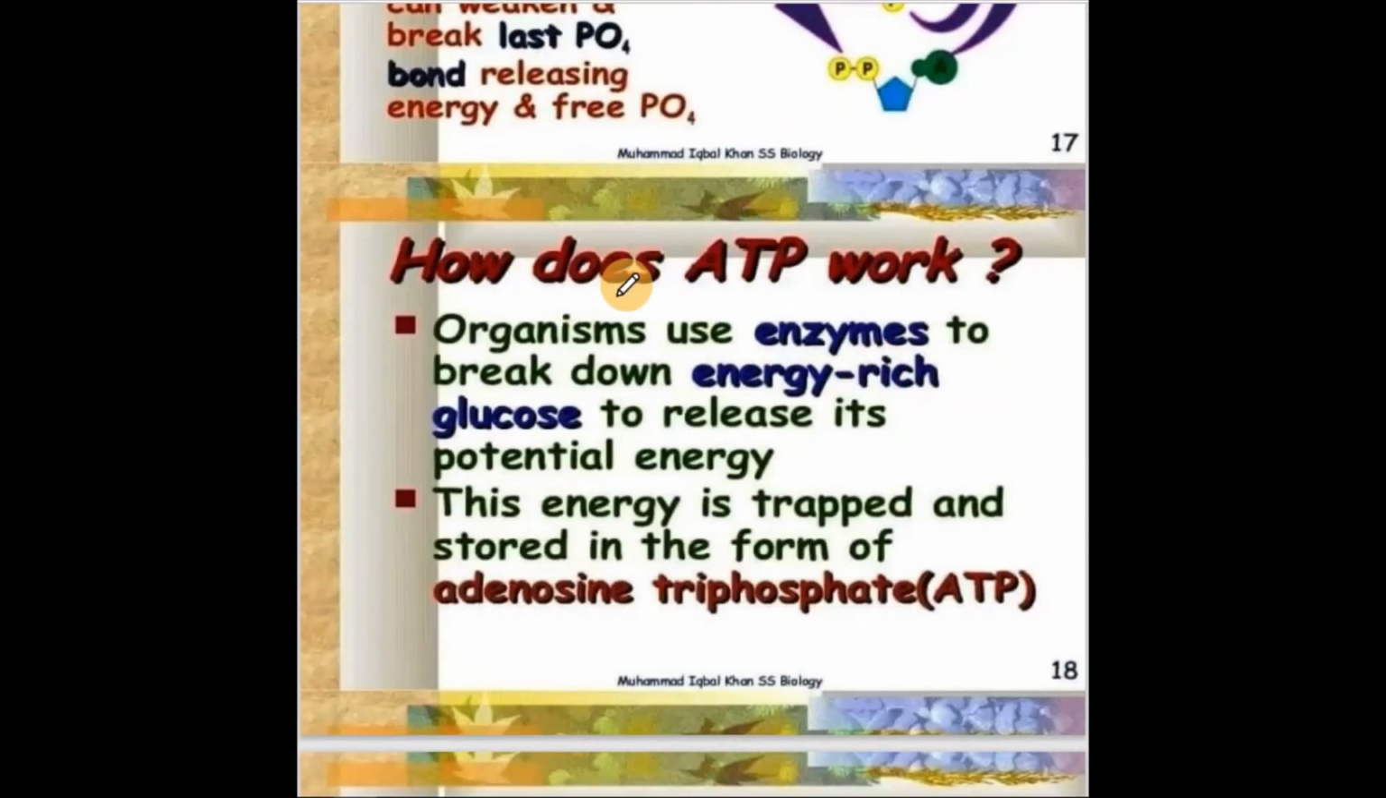So how does ATP work? This organism uses enzymes to break down energy-rich glucose to release its potential energy. So the energy in the glucose is the potential energy. When the body breaks down the glucose, the energy stored in the glucose is kept in the form of adenosine triphosphate. The body cannot straightforwardly rely on the energy from the glucose unless it breaks down the glucose and stores that energy in the form of a phosphoanhydride bond in an ATP molecule. That can further be released or used when there is hydrolysis.